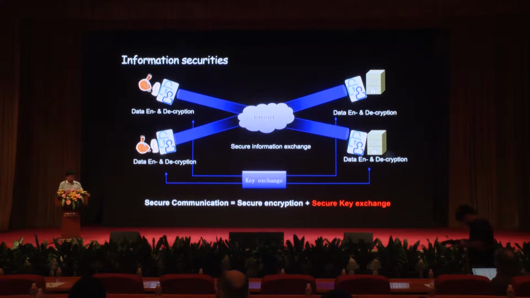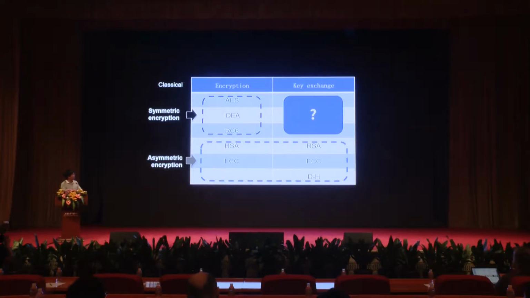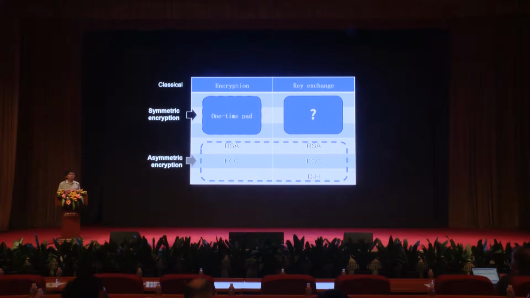The normal way is of course encryption. Classically, we have different methods of encryption: symmetric encryption, such as AES, IDEA, and RC6, and asymmetric encryption such as RSA, and so on. Symmetric encryption is more efficient, but normally it requires a seed key. Normally we use RSA to exchange the keys. For more secure ways, there is the one-time pad, but then key exchange becomes a problem, because RSA is also not so efficient.